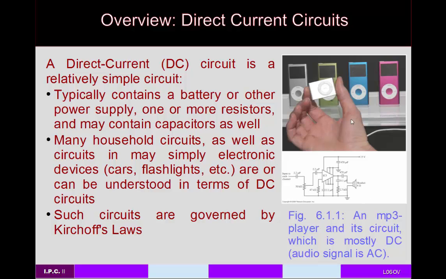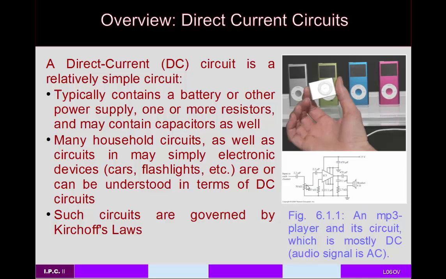So what I have over here is a diagram that I pulled from, I believe, Giancoli. You can see in the credits at the end what my source was. I think this one's Giancoli's text. And what he shows is an MP3 player. Looks like one of the Apple players. And basically, you have an iPod, and here is the circuit that basically governs this iPod.